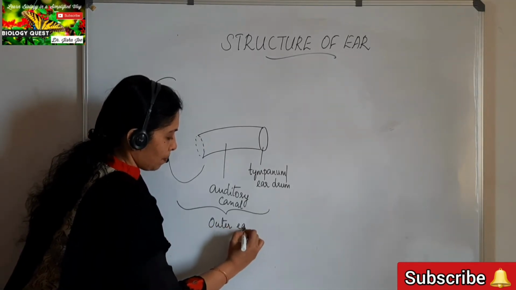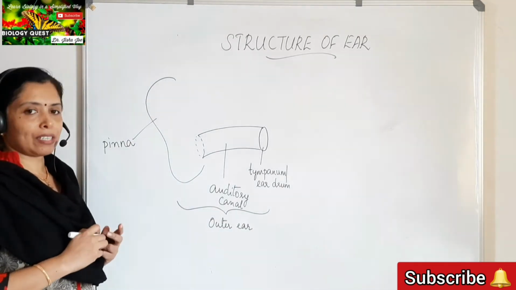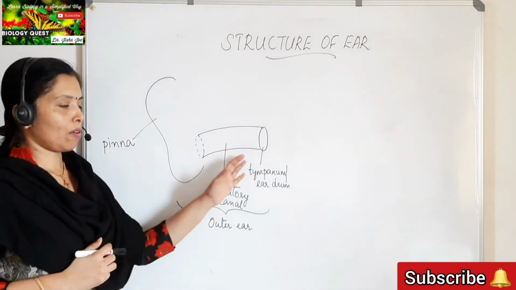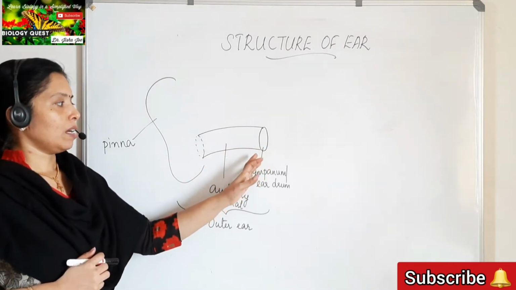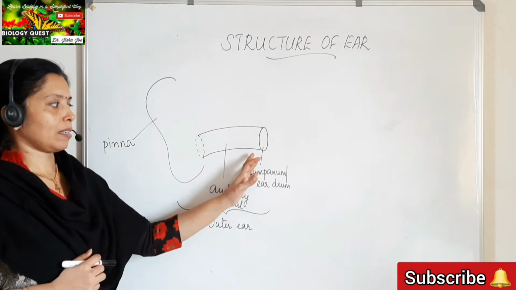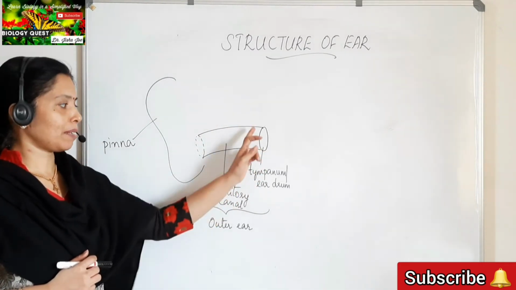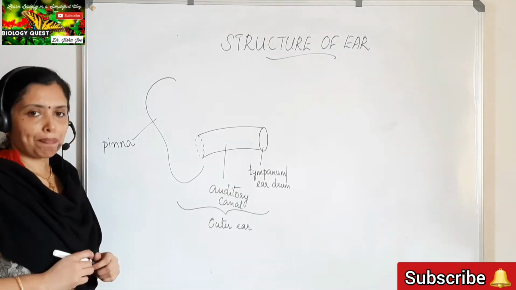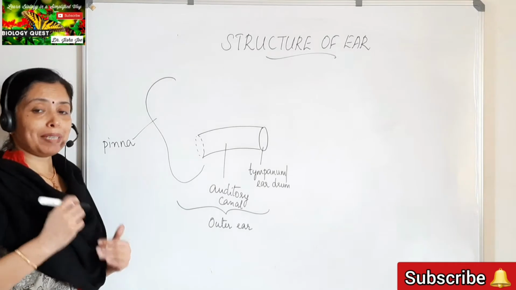So outer ear comprises of the pinna. Pinna has an opening which leads into a canal that is called as the auditory canal. Auditory canal leads to an opening which is guarded by a membrane. That membrane is called as the tympanum or the eardrum. Now moving on to the middle ear.